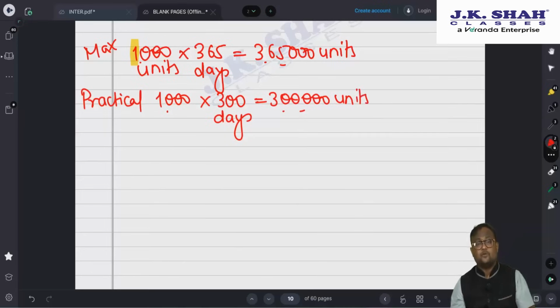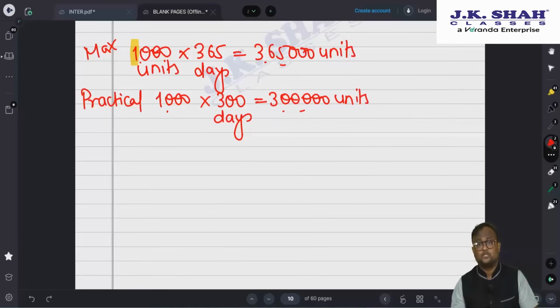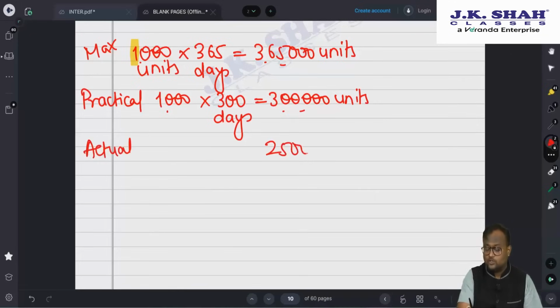So what is the difference between maximum capacity, rated capacity and practical capacity? Maximum is rated, maximum is installed. What is the difference between maximum and practical? When you consider potential time loss, estimated time loss, you get practical, which is practically achievable. And if you are producing 2,50,000, then that is your actual capacity.